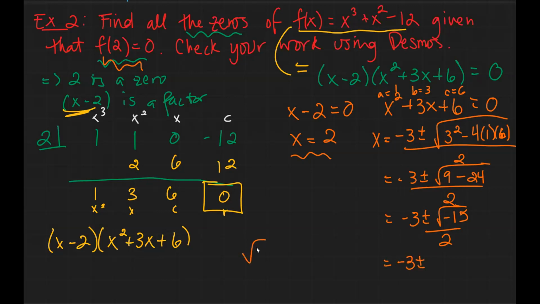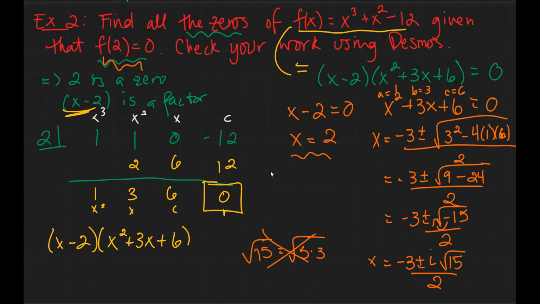If I think about radical 15, that's equal to radical 5 times 3. Those are the only factors aside from 1 and 15, and neither of these are perfect squares, so we can't really do much else with that. So the 15 is as simplified as it gets, but I can factor out that negative as an i, square root of 15 over 2. So that's as simplified as it gets.